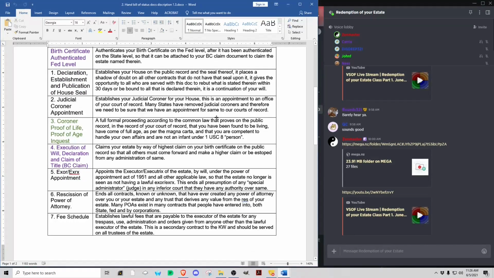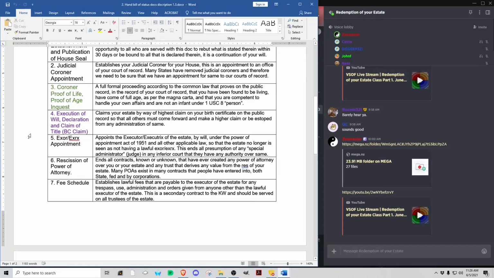The judicial coroner appointment establishes your judicial coroner of your house so that the judicial coroner can then convene a petit jury, which we then do the coroner proof of life and proof of age inquest. This is the one you need 12 people to sign. And this is a formal proceeding according to common law that proves on the public record, in the record of your own court of record, that you've been found to be living, have come of full age, as per the Magna Carta, Articles 3, 4, and 5, and that you are competent to handle your own affairs and are not an infant under 1 USC, which is United States Code, subsection 8, under the definition of person, which you can see is they label you as an infant.